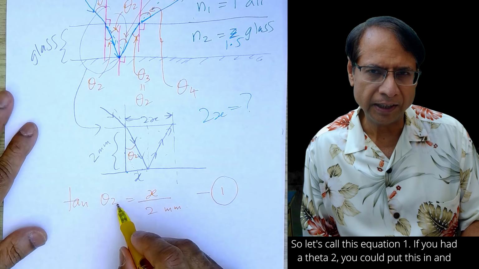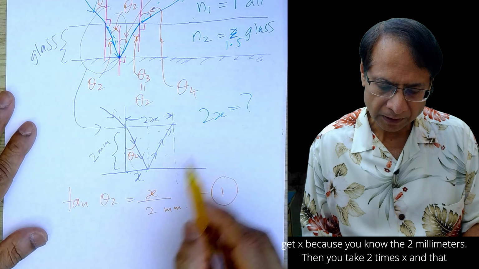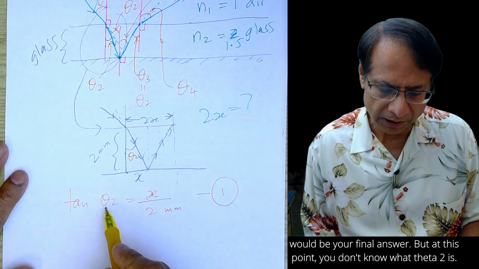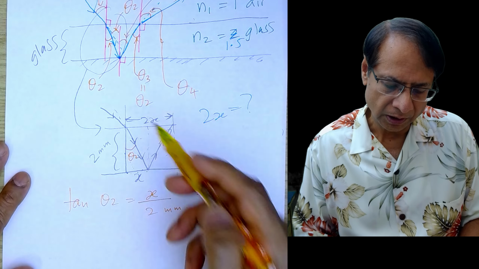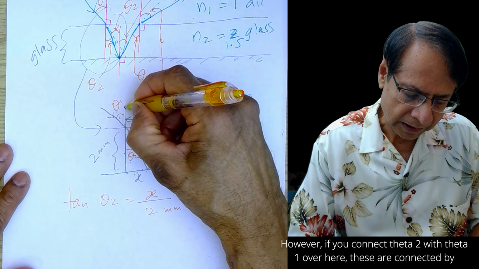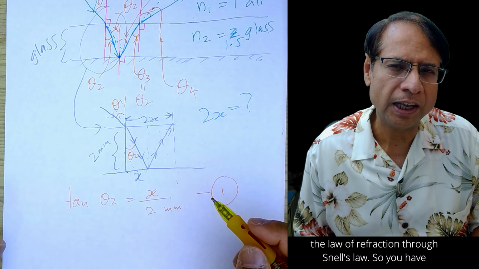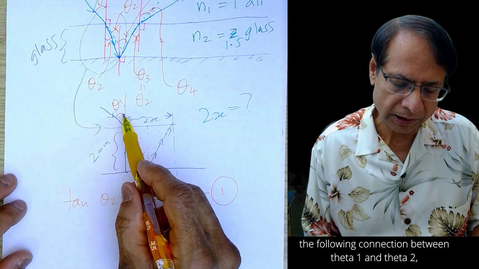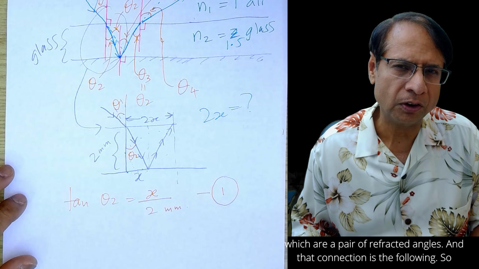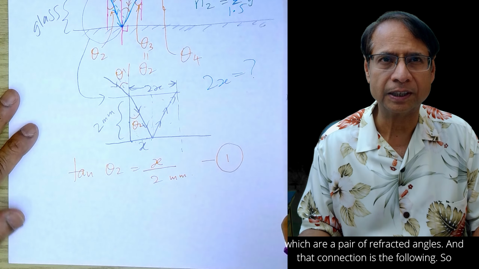If we had theta 2, you could put this in and get x, because you know the 2 millimeters. Then you take 2 times x, and that would be your final answer. But at this point, we don't know what theta 2 is. However, theta 2 is connected with theta 1 by the law of refraction, through Snell's law. So you have the following connection between theta 1 and theta 2, which are a pair of refracted angles.